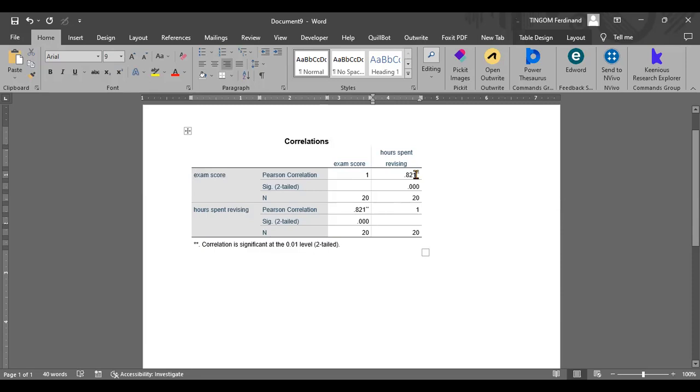Then the correlation between exam score and time spent revising is 0.821. And so, in order for us to see whether it's significant, you look at the significance value as we've already indicated, right? SPSS even goes ahead to flag whether the results are significant or not. That is by indicating double stars. When we see double star, what is the implication? It says correlation is significant at the 0.001 level, which means 99%, right? So either you check from here or if there's this, you can easily conclude.